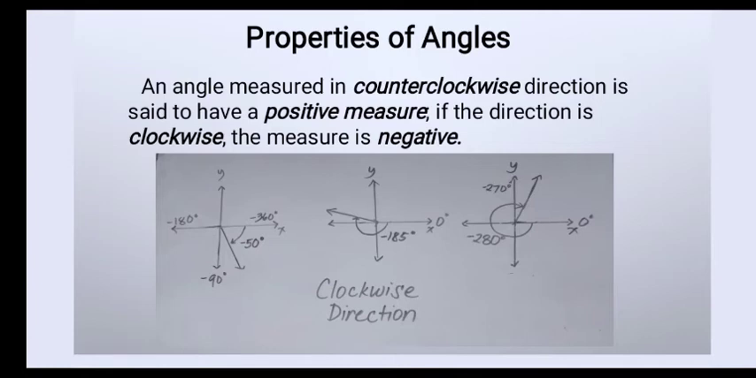We also have properties of angles. An angle measured in the counterclockwise direction is said to have a positive measure. If the direction is clockwise, the measure is negative. So these are examples of angles measured clockwise. So the measure is always negative.